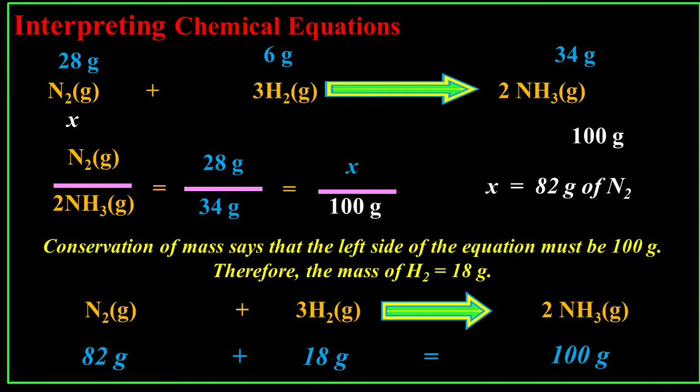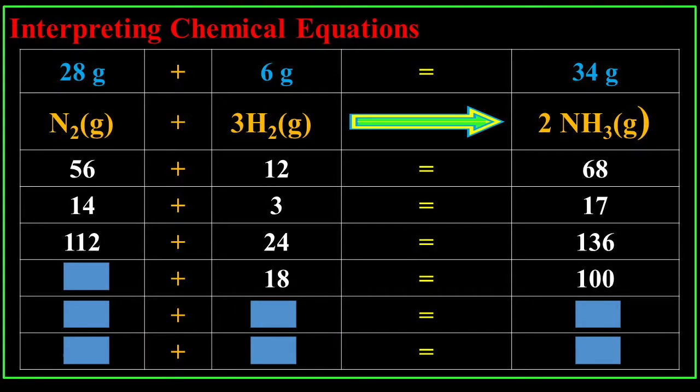So then you see that down below, it's going to be easy. It says conservation of mass says that the left side of the equation must be 100. Therefore, the mass of the hydrogen is 18, because 100 minus 82 is 18. So I know that it's 82 grams of nitrogen and then 18 grams of hydrogen, and that gives 100 grams on the left and 100 grams on the right.